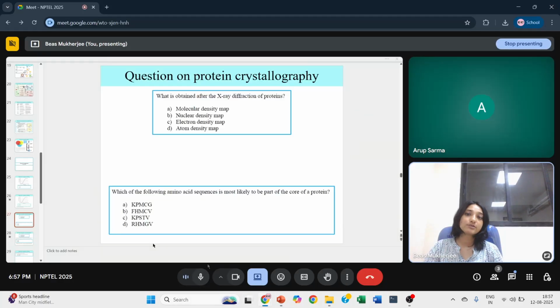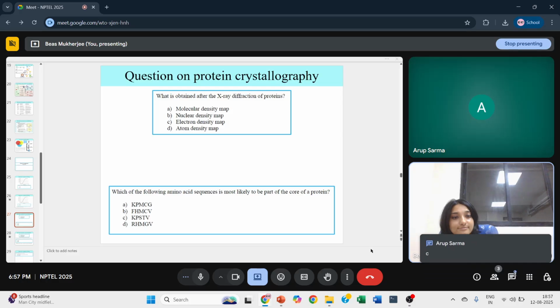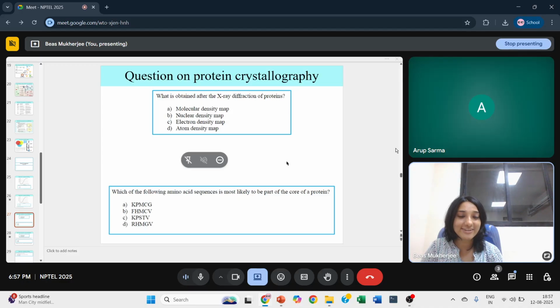Now we go to the next question. What is obtained after the X-ray diffraction of proteins? Molecular density map, nuclear density map, electron density map, and atom density map. C, yeah, very good. That's correct. Electron density maps. You are the only student who's here. The rest of them have left.